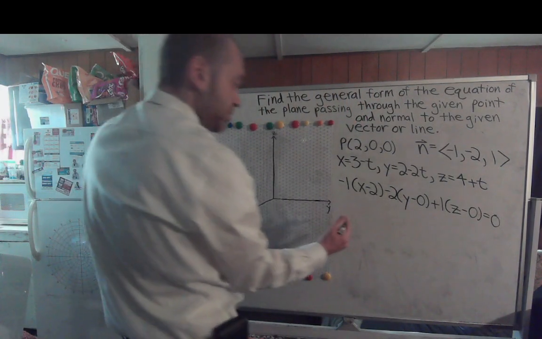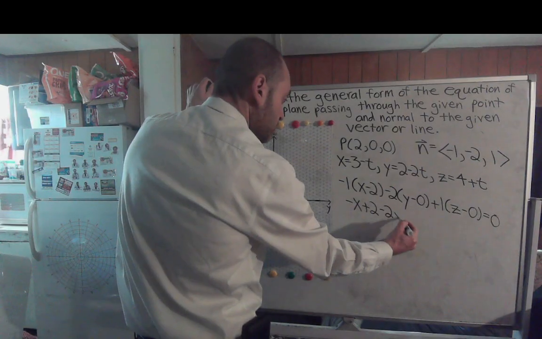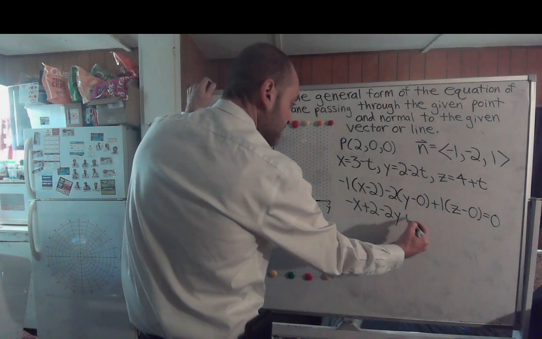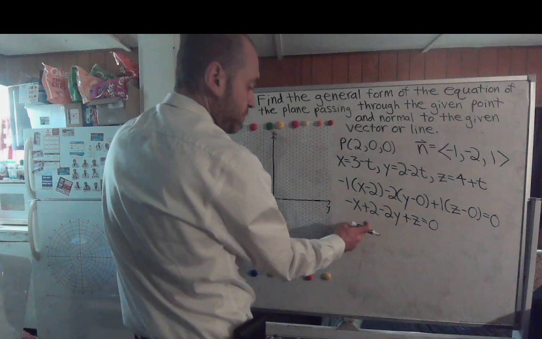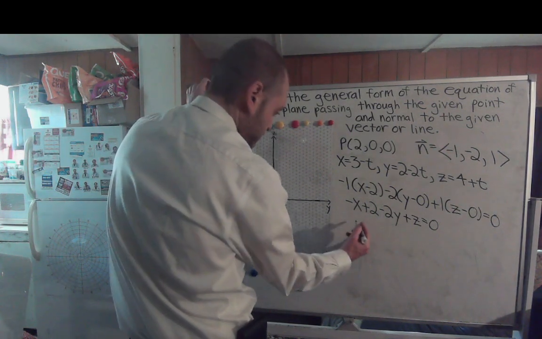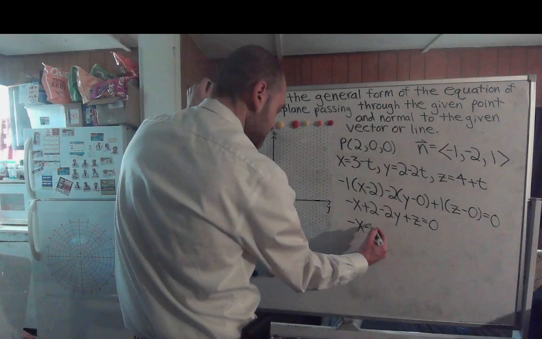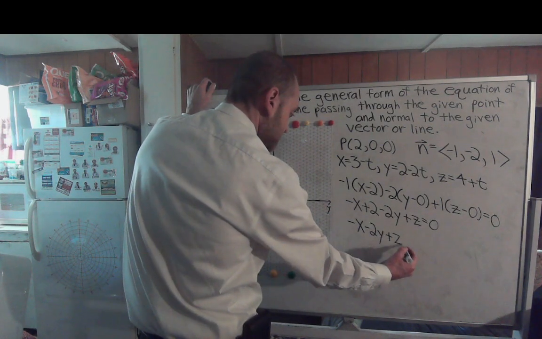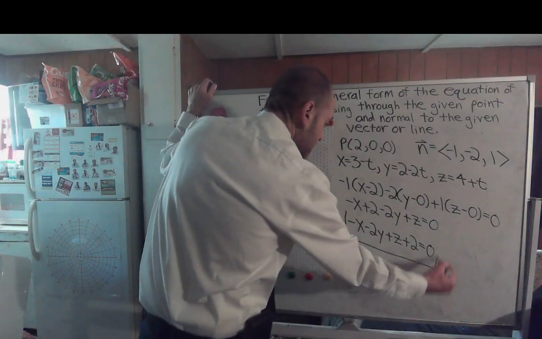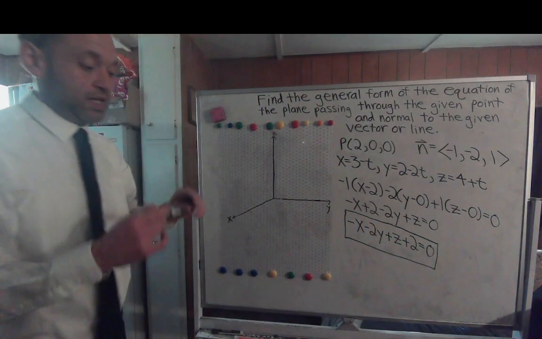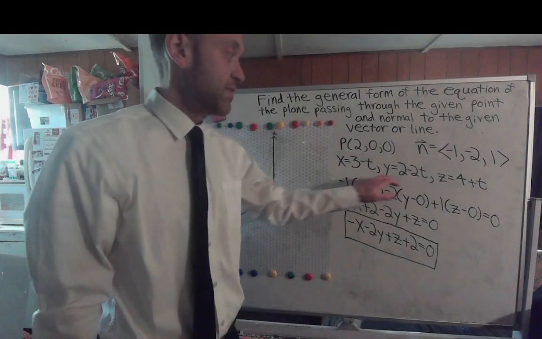Just to go ahead and distribute, you'll end up getting -x plus 2 minus 2y plus z equals 0. And in order for this to be in standard form, we need to have the variable terms next to each other. So we just got to rearrange some terms. You would get -x minus 2y plus z plus 2 equals 0, which would be the general form of the equation for the plane passing through the point 2, 0, 0 and normal to the given line.